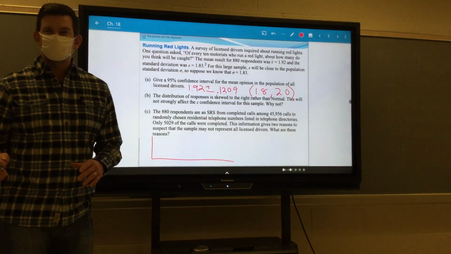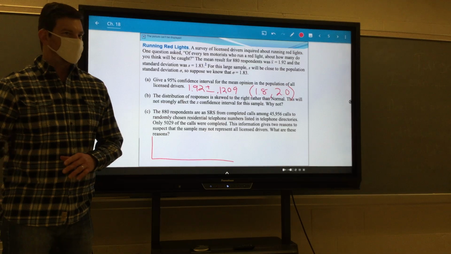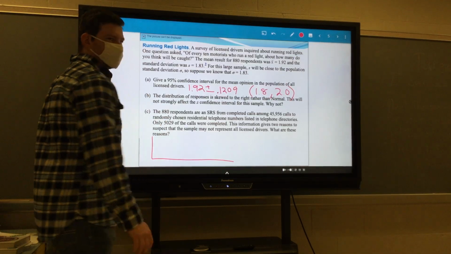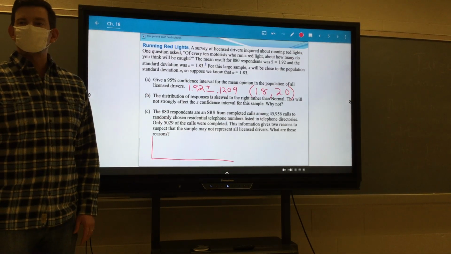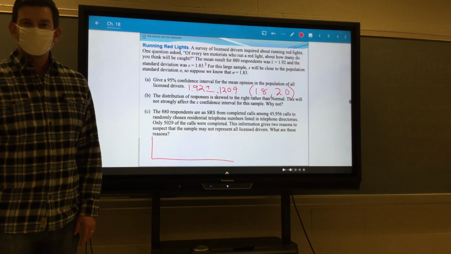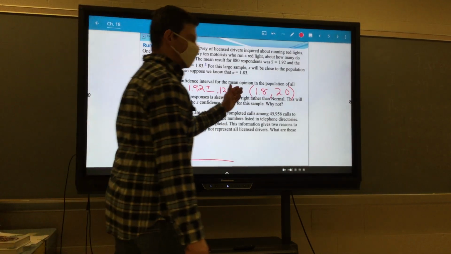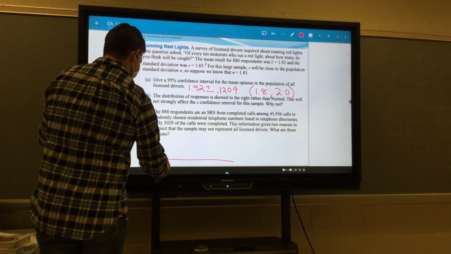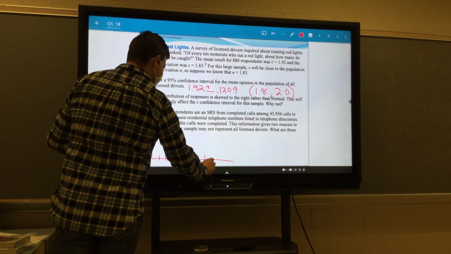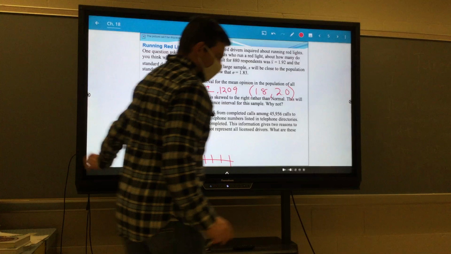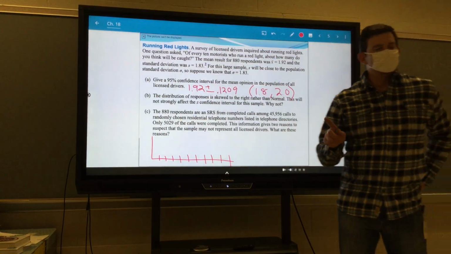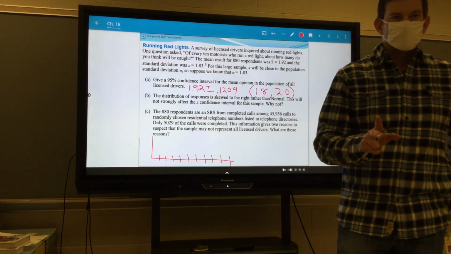Here's our frequency distribution. It could be 0 through 10. Maybe some of you think that 0 of these 10 people are going to get caught running a red light. Others might think that all 10 of them are going to get caught. 1, 2, 3, 4, 5, 6, 7, 8, 9, 10. But think about why this cannot be normal.